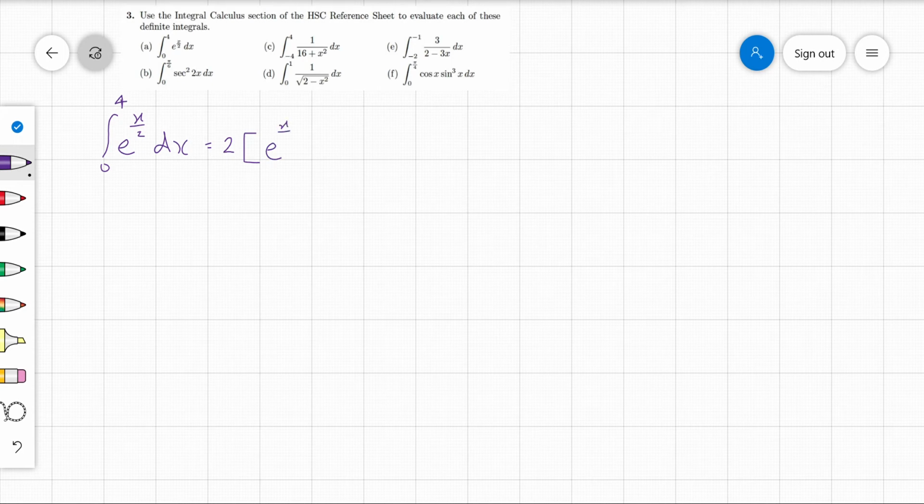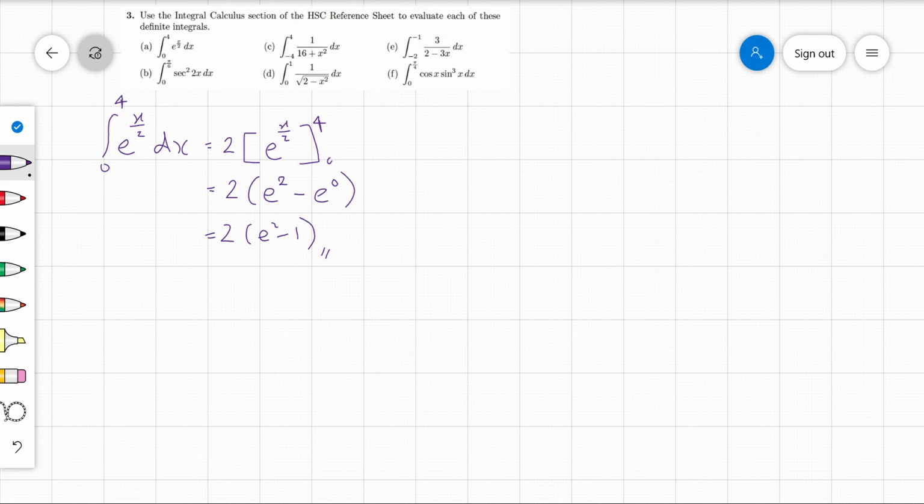Exponentials are boring, right? So they're always the same. All right, the 2 I don't really need. I can put it inside and do the substitution, or I can just leave it outside. All right, so when I do this, I get e to the power of 2 minus, now sub in 0, so that's e to the power of 0, or 1. So our answer there would just be 2 lots of e squared minus 1. All right, so that's a definite integral.